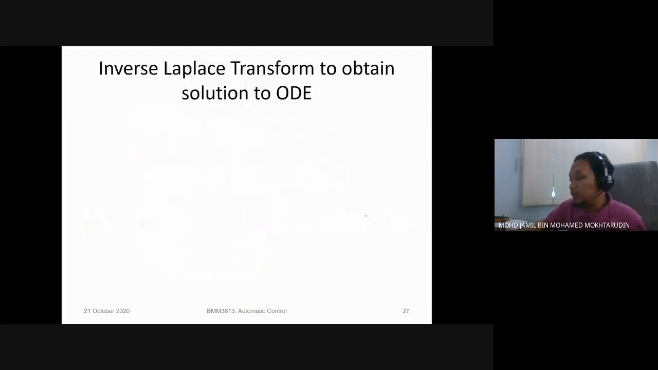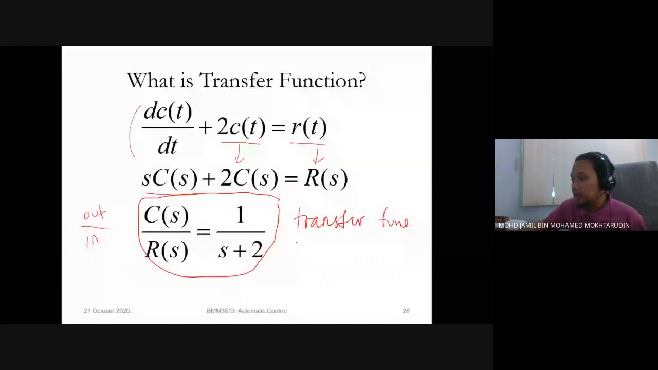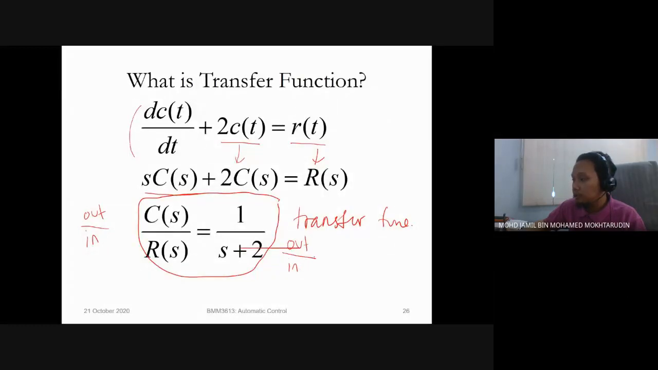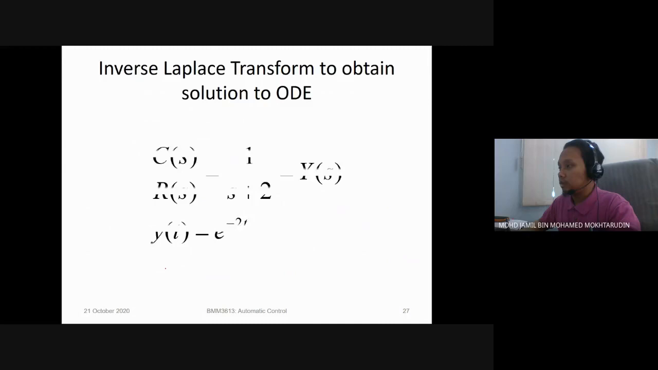Okay, so transfer function basically is a mathematical model that writes the output over input, but in frequency domain. Okay, so transfer function is in frequency domain, but it basically writes the relationship between output and input. And then from here, you can find the time response of the transfer function.